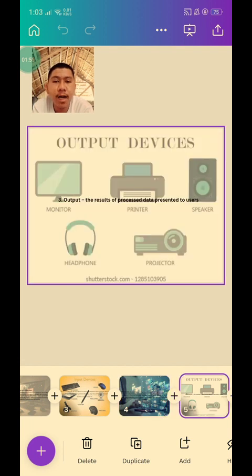Next, examples of output devices. Output device: the result of processed data presented to the user. Ito po yung example ng output devices: monitor, printer, speaker, headphone, and projector.